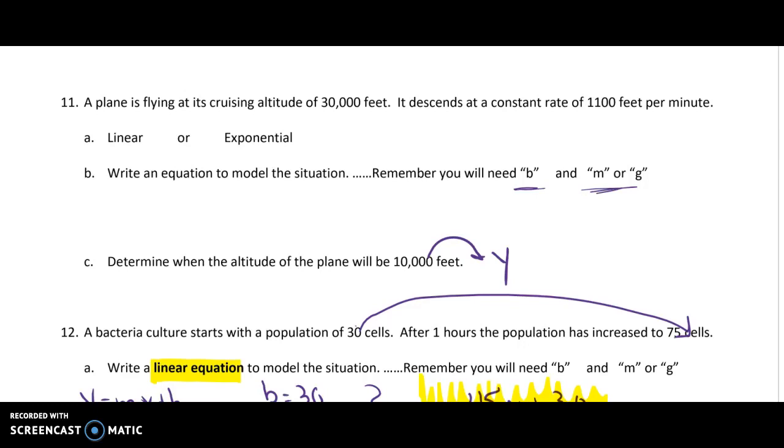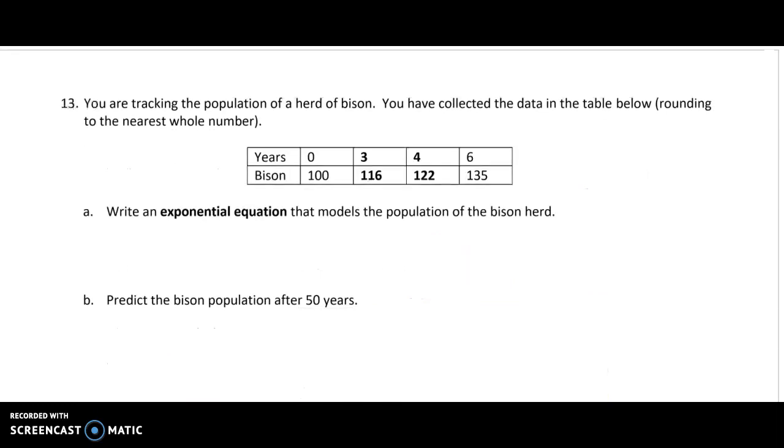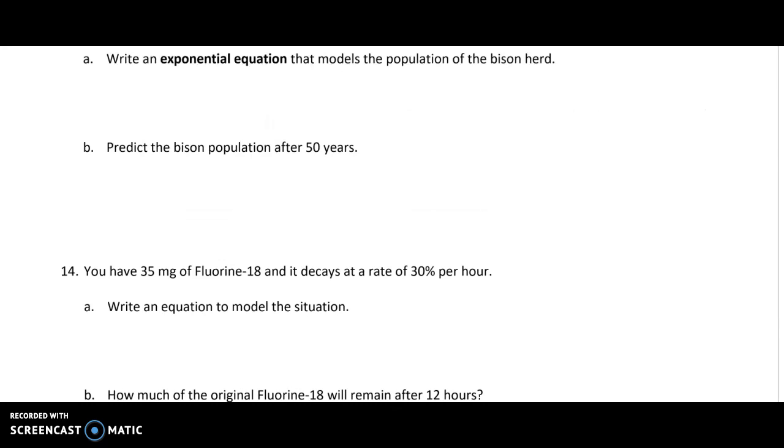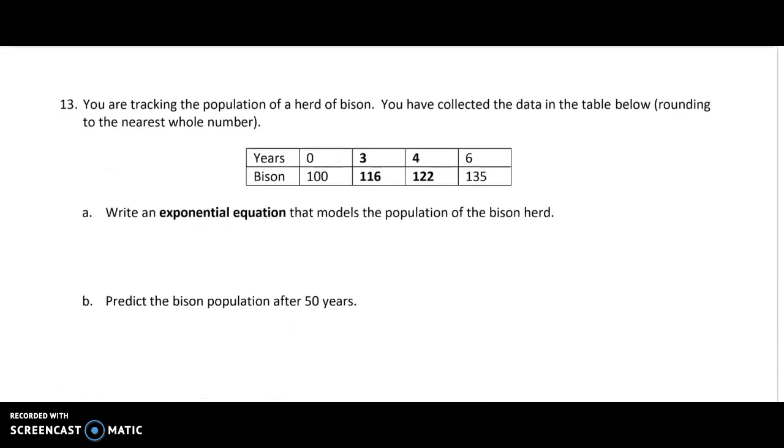All right, we are going to be moving on to the next page. All right, so I want to talk to you about 13. So you're tracking the population of a herd of bison. And, sorry, you can't even see the whole thing. Just a second. And we're going to write an exponential equation about this. So again, we're going to be using the equation y equals b times g to the x. And my b is right here. It's 100.